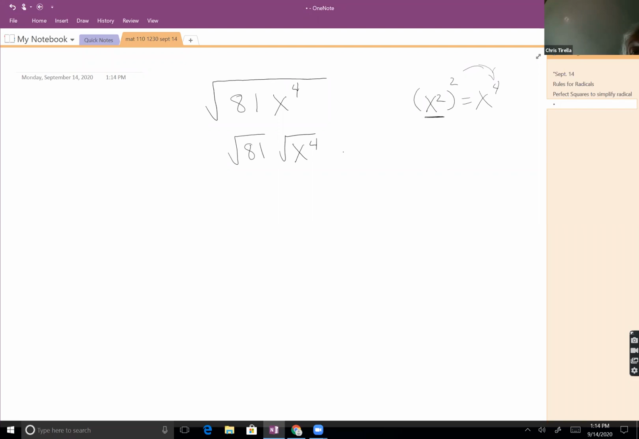And so to take the root of a variable with an even exponent, we halve the exponent.